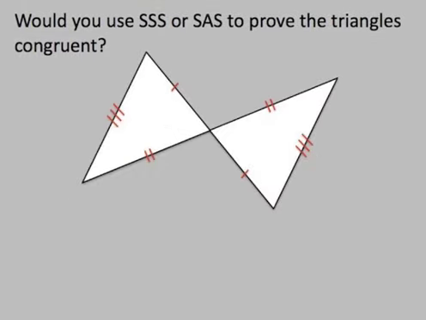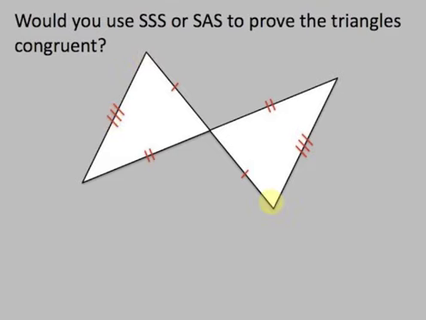Finally, what about these two triangles? Would we use side, side, side, or side, angle, side? Let's take a close look. We have a side here that's congruent to this side, single congruence markings, and then we have double congruence markings here, so this side is congruent to this side. We have three congruent markings on these two sides, so this side is congruent to that side.